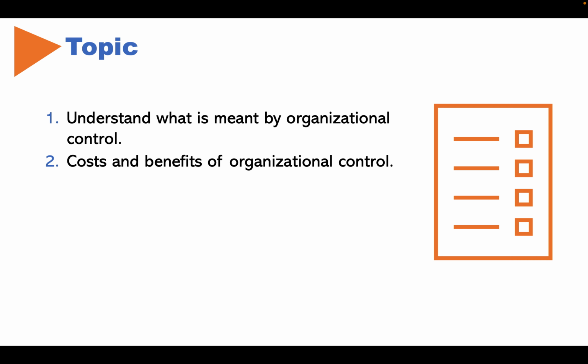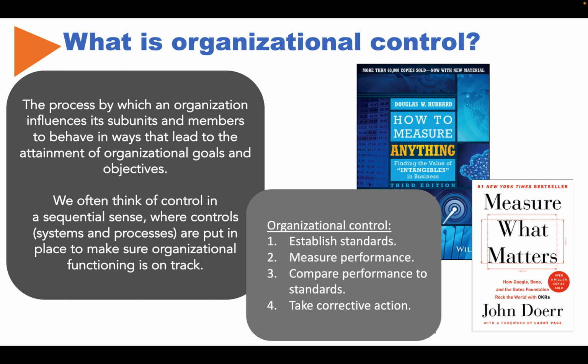So, the topics that we will be discussing is firstly, defining what organizational control is to make sure we understand it. And then we will take a look at the costs and benefits of organizational control. So to start with our definition, organizational control is the process by which an organization influences its subunits and members to behave in ways that lead to the attainment of organizational goals and objectives.